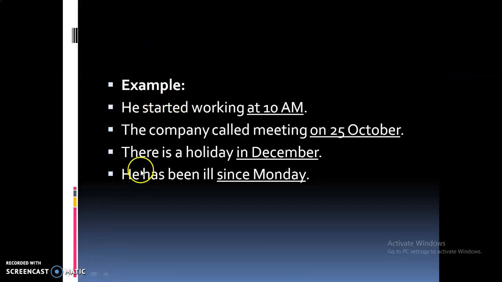And examples for these prepositions of time. He started working at 10 a.m. The company called a meeting on 25th October. On, because you're talking about a specific date. When you use a specific date, the preposition on must be used. There is a holiday in December. So we are talking about a particular month, in December. There is a holiday. He has been ill since Monday.